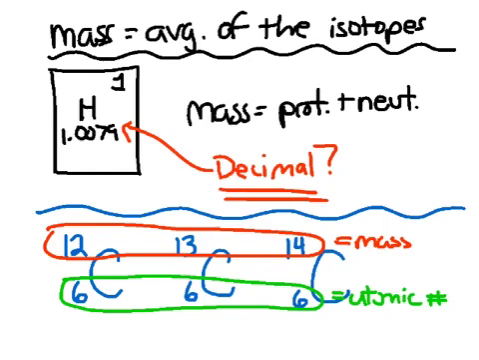Since they're all carbon, they all have to have 6 protons because that's the number of protons carbon has. But up here on the top, carbon 12 has 6 neutrons, so 6 plus 6 is 12. Carbon 13 has 7 neutrons, 6 plus 7 is 13, and carbon 14 has 8 neutrons, 6 plus 8 is 14. Okay, so that's how we write these things. Let's go to the next.